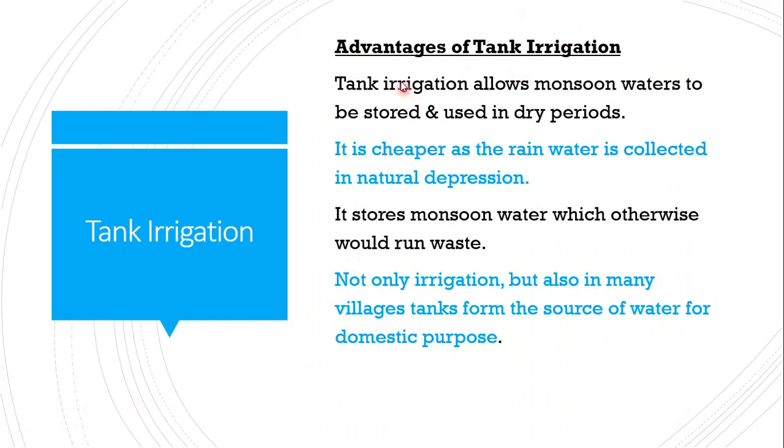Advantages of tank irrigation. We have four advantages for tank irrigation. It allows monsoon water to be stored and used in the dry periods. Number one, it is cheaper. Again, because it's a natural depression, only the side walls we are going to construct. It stores monsoon water which otherwise would go to waste. So the water which is just going to go waste, we are collecting it. Not only for irrigation, but in many villages tanks also form the source of water for domestic purposes. The village people use that water for their own household purposes also.